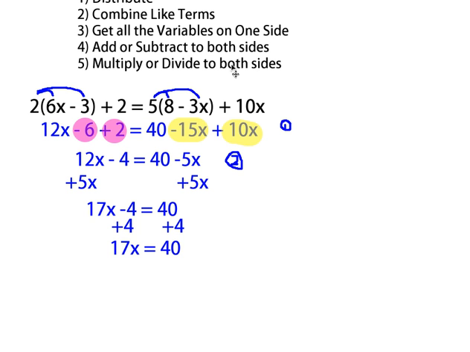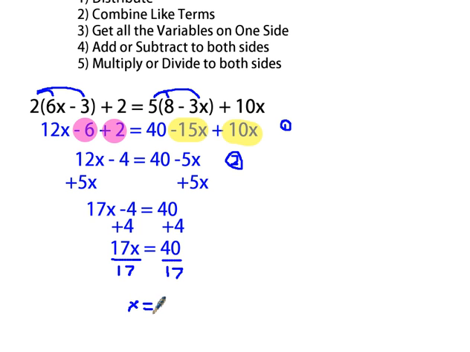Step 5 is multiply or divide something to both sides. I have 17 times x, so I will simply divide both sides by 17. Now some students panic when they get to this 40 divided by 17 and they plug it into their calculator. And they usually get a really ugly decimal. This is why I prefer fractions.